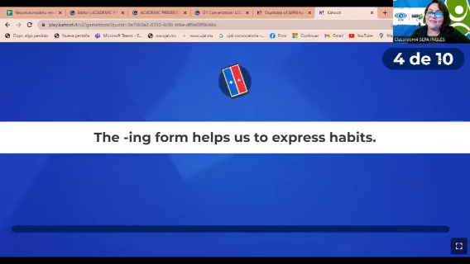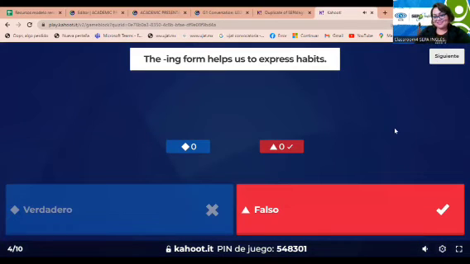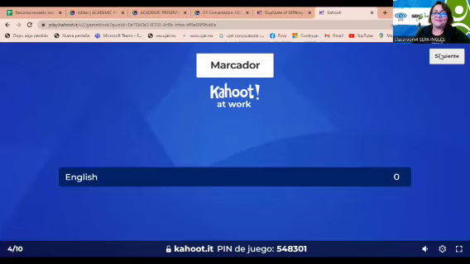The ing form helps us to express habits. Interesting question. What do you think? True or false? 6, 5, 4, 3, 2, 1. And it is false. Of course, ing is not for habits, it's for activities in action. Next.